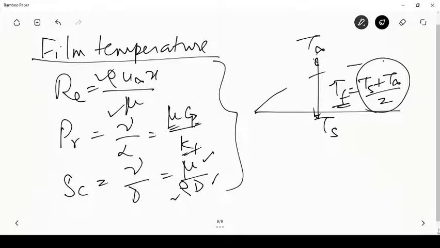So whenever you calculate the properties for calculating the heat transfer coefficient or skin friction coefficient, it should be calculated at the film temperature, which is the average of the surface temperature and the fluid temperature. Okay, so that is the point that we'll need to note.